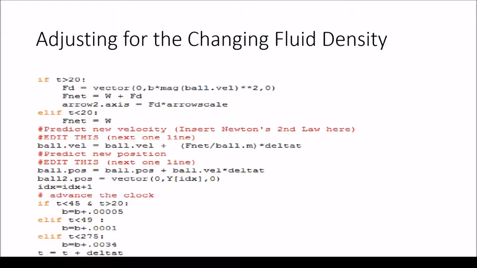To implement this changing density in my code, I changed the value of B, the proportionality constant, as time went on. Since I included fluid density in my B calculation, I only needed to change one variable to account for changes in the fluid density.